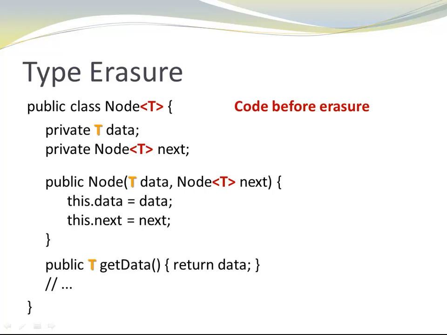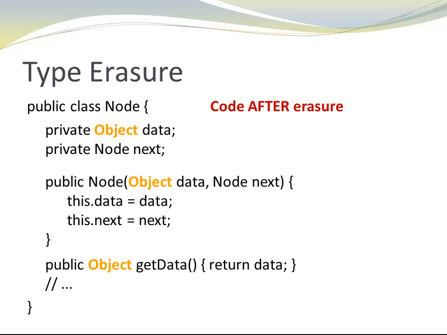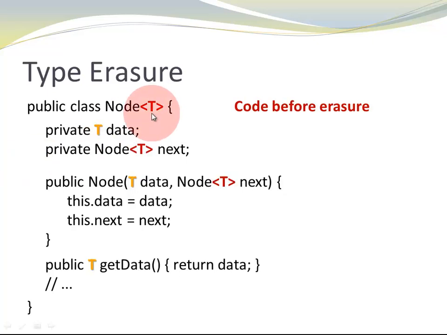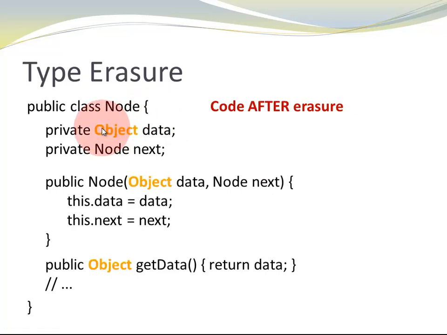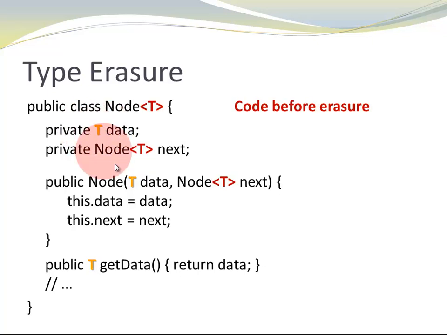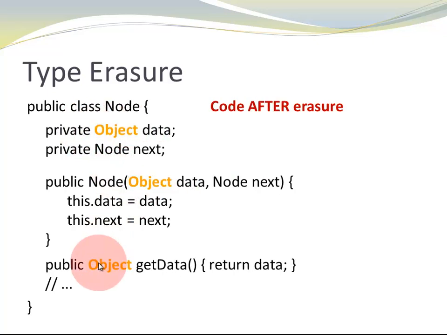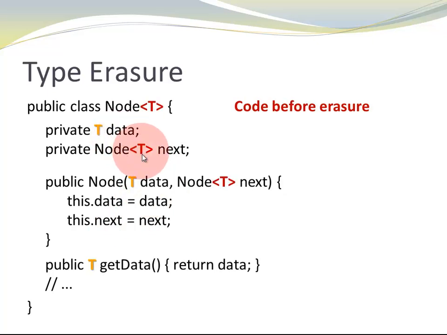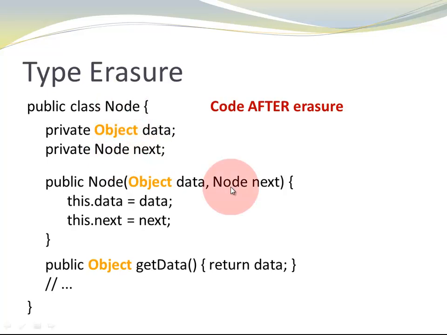At that point, the compiler does the type checking. After the type checking, the type parameters are removed. In our case, those type parameters were unbound, so there was no upper or lower bound specified. In that case, the type parameter is replaced with Object. Once again, all my T's turn to Object, 1, 2, 3. All my Node of T turn to simple Node. The type parameters after erasure are gone.